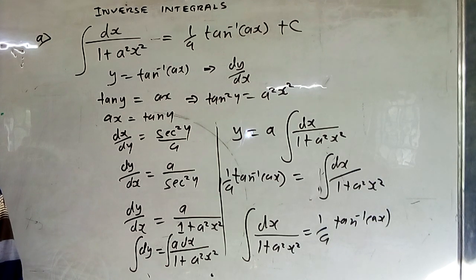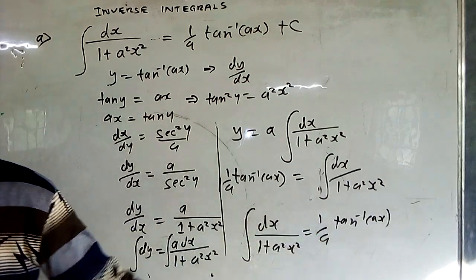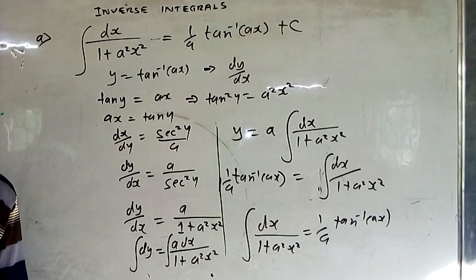Dx over 1 plus x squared is equal to tan inverse of x, because 1 over a will be 1 over 1, which is 1, isn't it? Are we together there? Okay? Good. So that is a case of the tan inverse function.